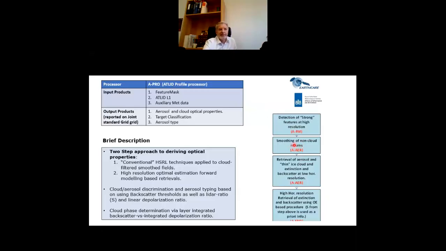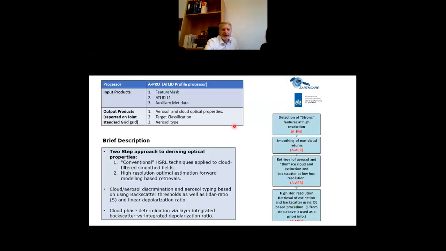So the first pass is this A-ER products, which produces the optical properties, i.e. the extinction, backscatter, and depolarization ratio with a relatively low horizontal resolution, and it only works when features are considered weak enough. So in practice, that's most aerosol fields and thin cirrus. And then to go to higher resolution, it uses the more advanced optimal estimation-based procedure.